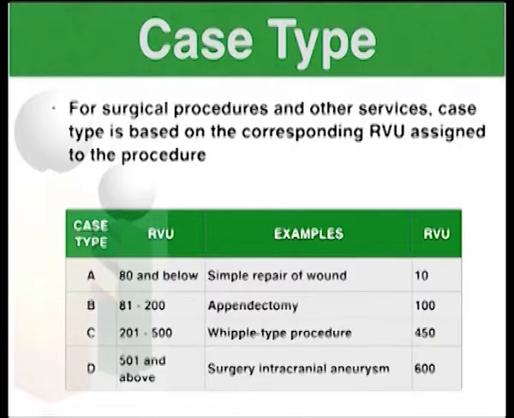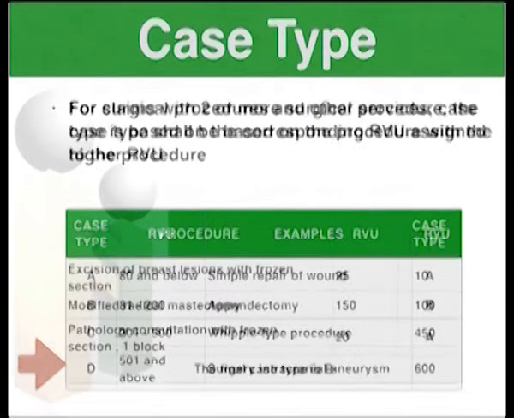For surgical procedures and other services, case type is based on the corresponding relative value unit assigned to the procedure. For RVUs 80 and below, the surgical procedure is classified as case type A. RVUs 81 to 200 are classified as case type B. Case type C has a relative value unit of 201 to 500. And case type D has an RVU of 501 and above.